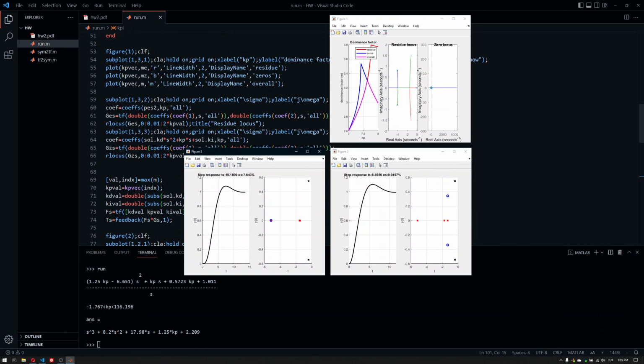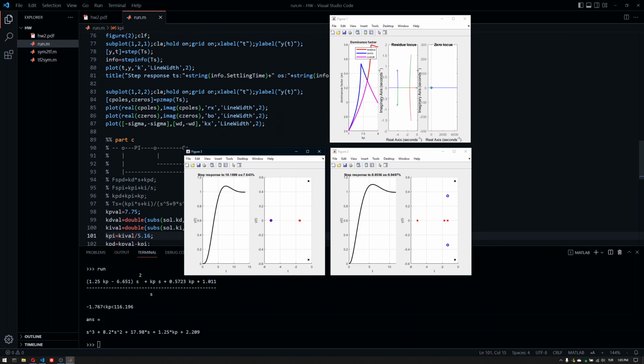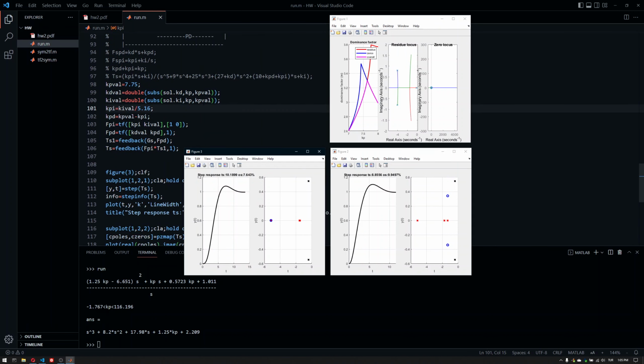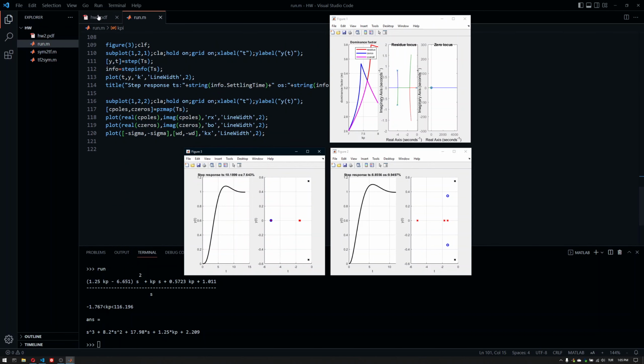By switching the structure to PIPD, we could get rid of the zeros, so therefore we didn't care about the zeros. We just tried to push the poles away. We improved our dominance factor quite a bit, but it's still around the same value, so it didn't make that much difference in the end. But yeah, this was basically the solution that we were looking for.